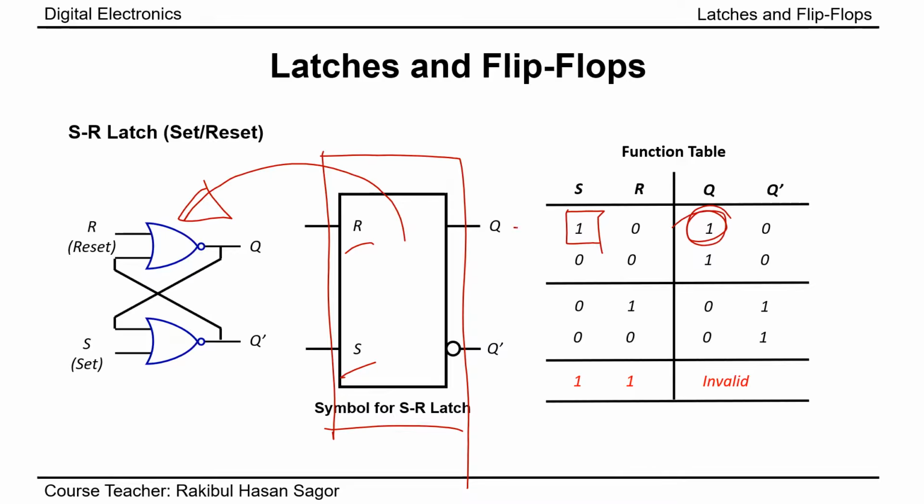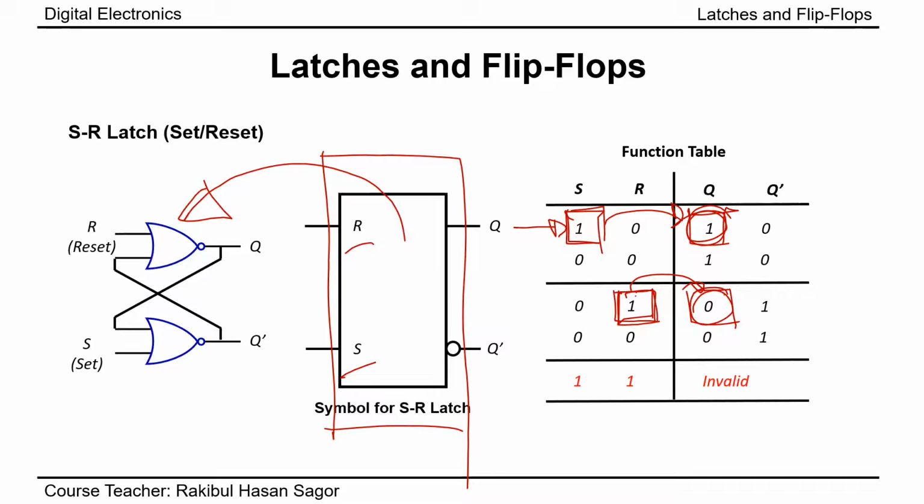Setting the circuit output or latch output means Q equal to 1. So when S equal to 1, provided R equal to 0, that means setting the latch, the output will be 1. When R equal to 1, that means I am resetting the latch, and the output of that latch will be 0, provided the other input is 0. So setting means 1, resetting means 0.